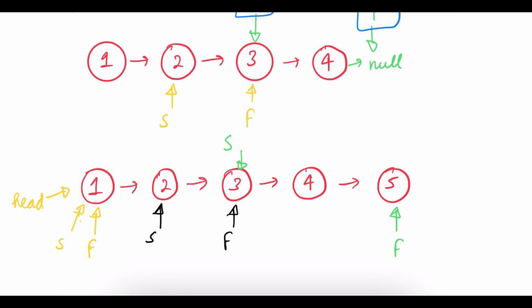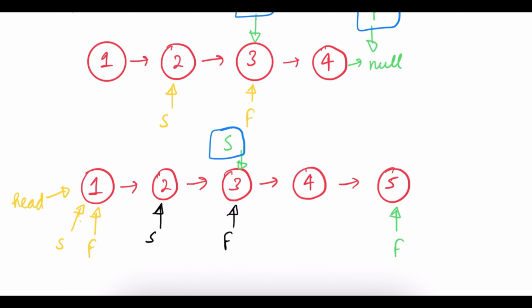So as we know, node 3 is our middle node in this example, and the state of the fast pointer is that fast.next is null. So when fast.next is null, we have found our middle node for a linked list which has odd length.